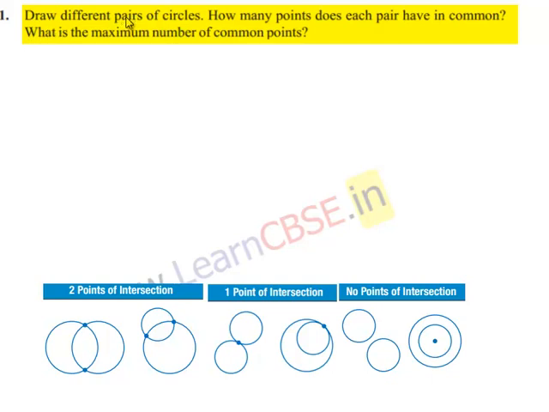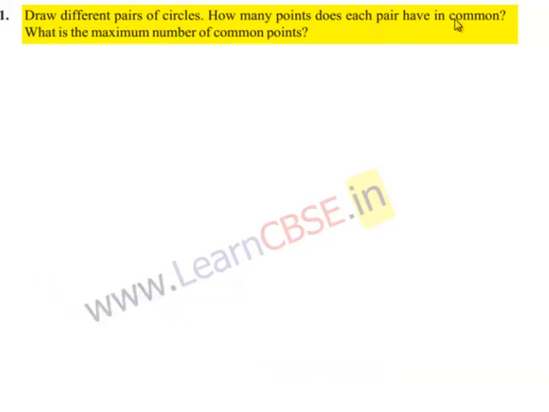Coming to the first question, draw different pairs of circles. How many points does each pair have in common? What is the maximum number of common points? Now, moving on to the solution. Let us draw the different pair of circles.